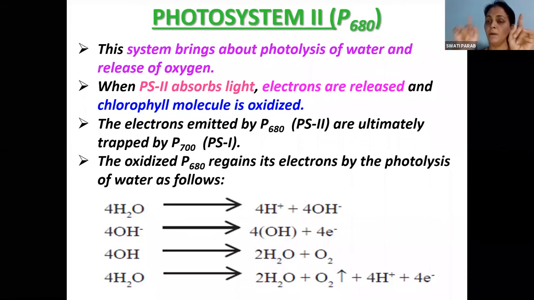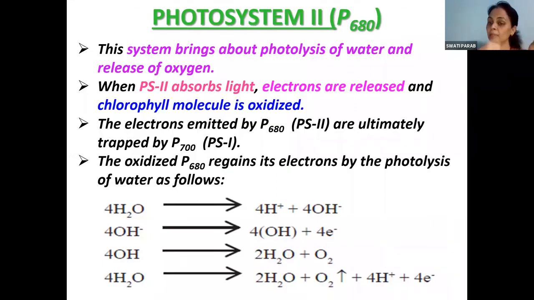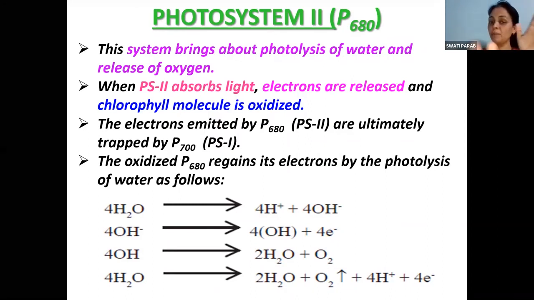When the electron emitted from P680 returns to P680 itself, then I'll say it is cyclic. Cycle complete, no? But the electron emitted by P680, when it is trapped by P700, will go to PS1, not back to PS2. Then I'll say it is non-cyclic. When this oxidized P680 regains its electron, then the photolysis of water occurs in this manner.